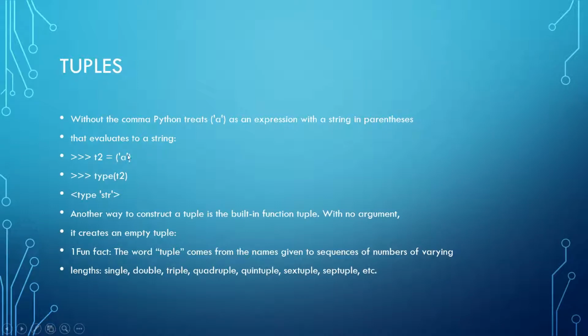t2 = ('a'). type(t2) is string because there's no final comma. Another way to construct a tuple is the built-in function tuple. With no argument, it creates an empty tuple. Fun fact, the word tuple comes from the names given to sequences of numbers of varying lengths: single, double, triple, quadruple, quintuple, sextuple, septuple, and more.